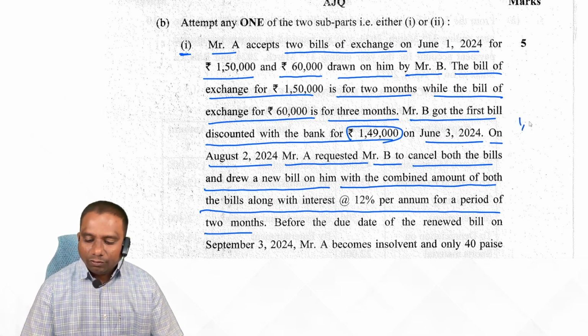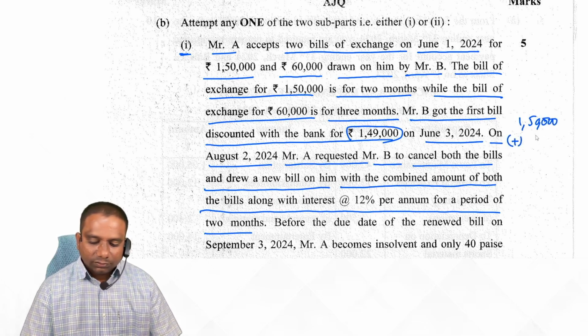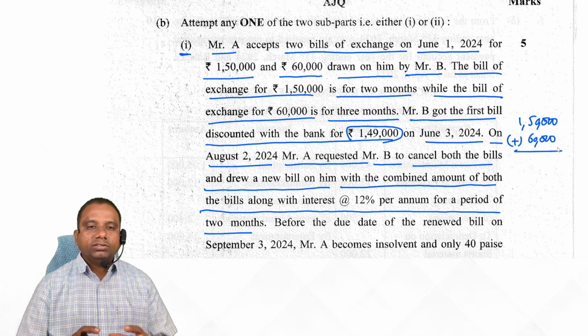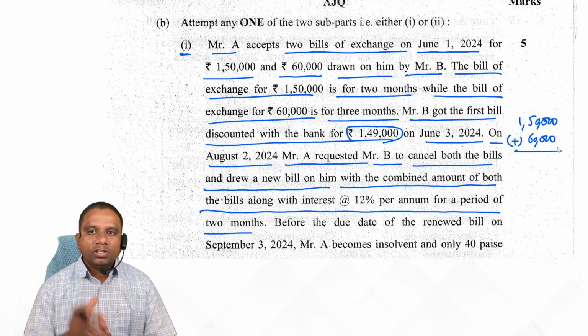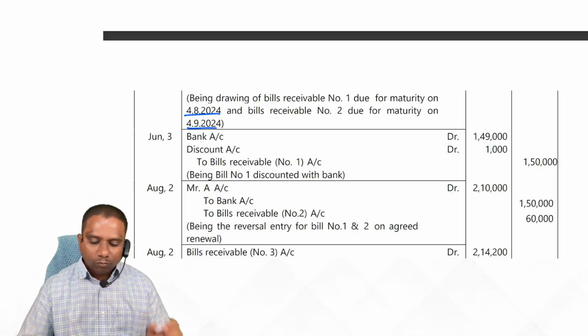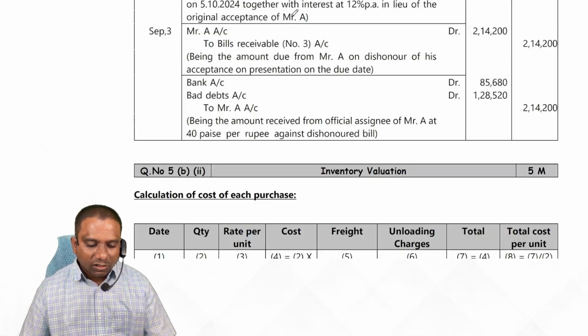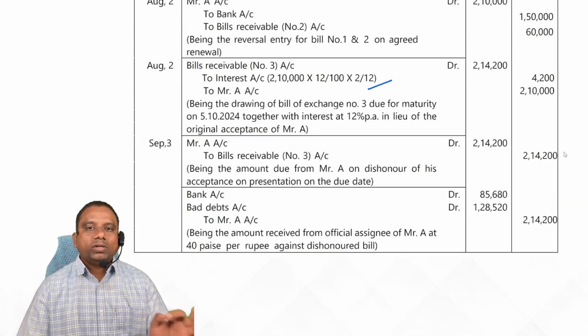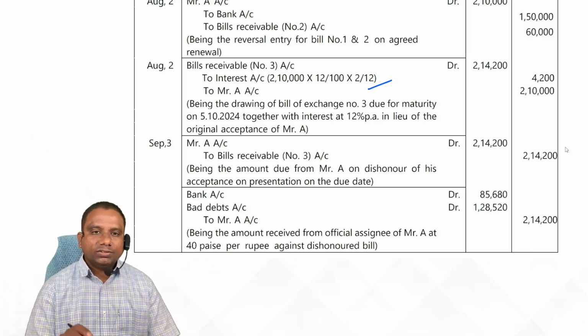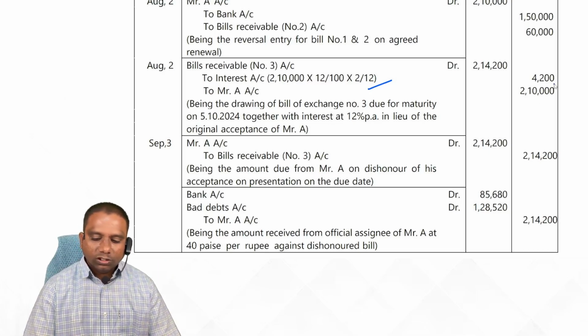That means 1,50,000 plus 60,000. He is asking for both the bills, you just draw a new bill for the next 2 months. So 2,10,000 rupees is both the bills. So here important calculation is interest calculation. 2,10,000 into 12% into 2 months. So that we get 4,200 rupees interest.